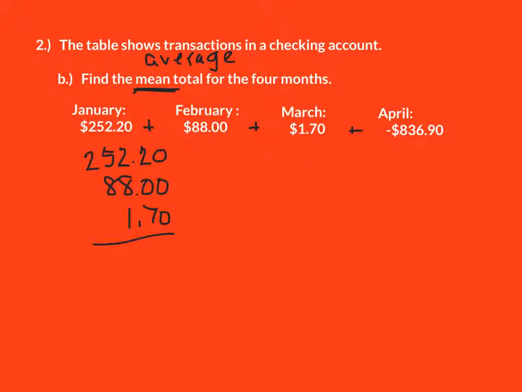So let's add these all together and find out what our positive total is. 20 cents plus 0 cents plus 70 cents would be 90 cents. 2 plus 8 is 10, plus 1 more is 11, carry the 1. 1 plus 5 is 6, plus 8 is 14, carry the 1. 1 plus 2 is 3. So I'm going to bring this right over here. I've got positive 341.90, and I'm going to be adding negative $836.90 to that.